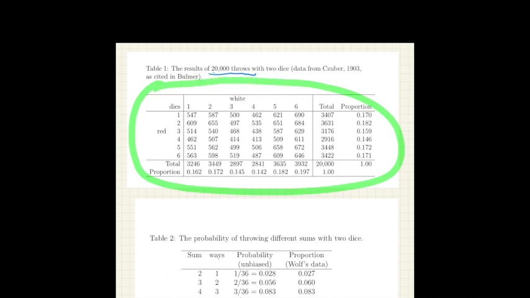So this means he had 2 dice, one red and the other white. Out of 20,000 throws, he got one on red and one on white, both, 547 times, and one on red, 2 on white, 587 times, and so on. So this is the result of the experiment.